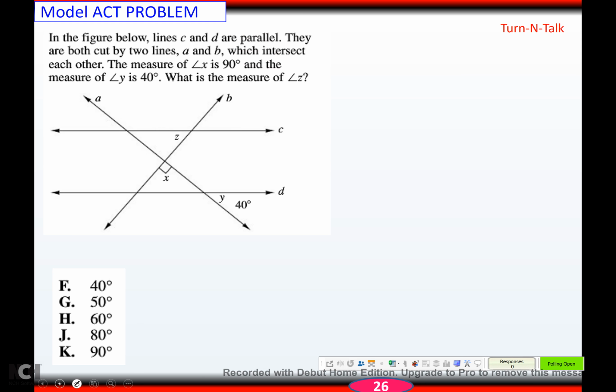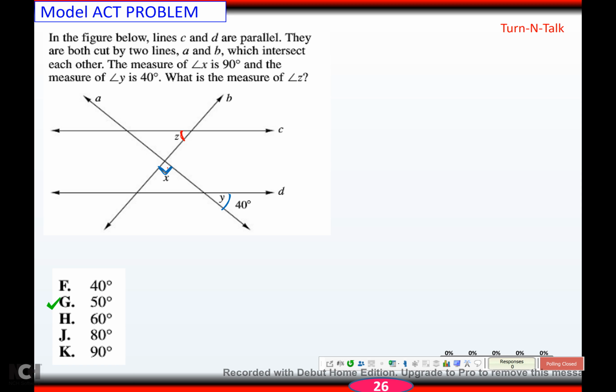Alright, in the figure below, lines C and D are parallel. They are both cut by two lines, A and B, which intersect each other. The measure of angle X is 90 degrees, which they showed me with a little box, and the measure of angle Y is 40 degrees. What is the measure of angle Z? So they want me to figure out this one right here.